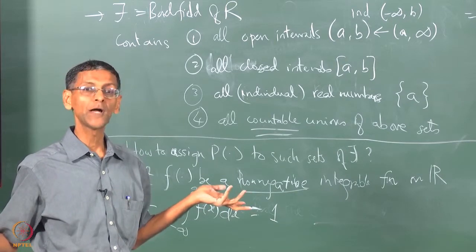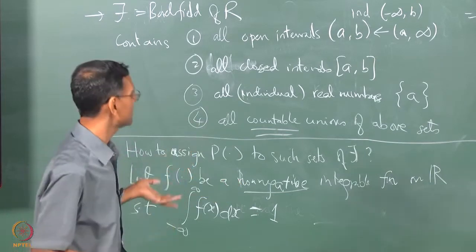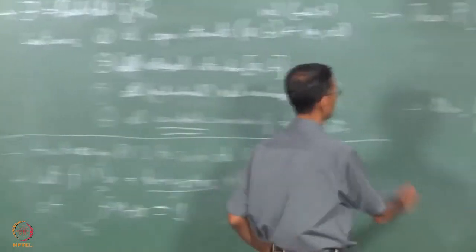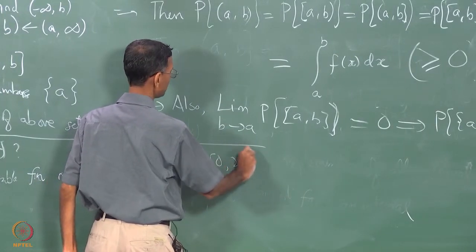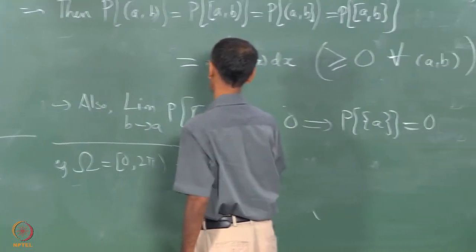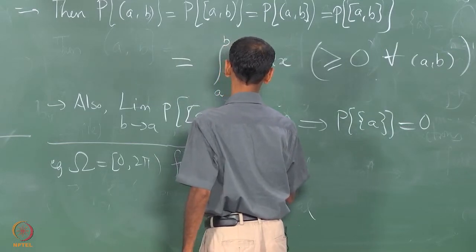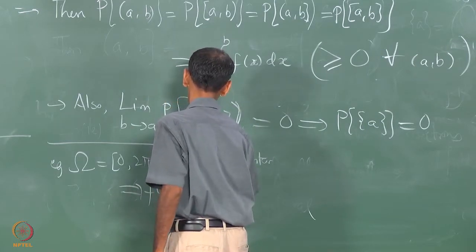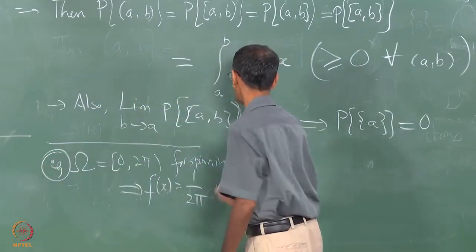If you have a spinning pointer which can come to rest at any point on the circle, you might want to assign what is called a uniform probability measure in a continuous sense, not discrete sense. If I take 0 to 2 pi in radians, omega for a spinning pointer, and note that I am leaving out 2 pi, then I will say f of x is 1 by 2 pi. This is just an example. This is one possibility.